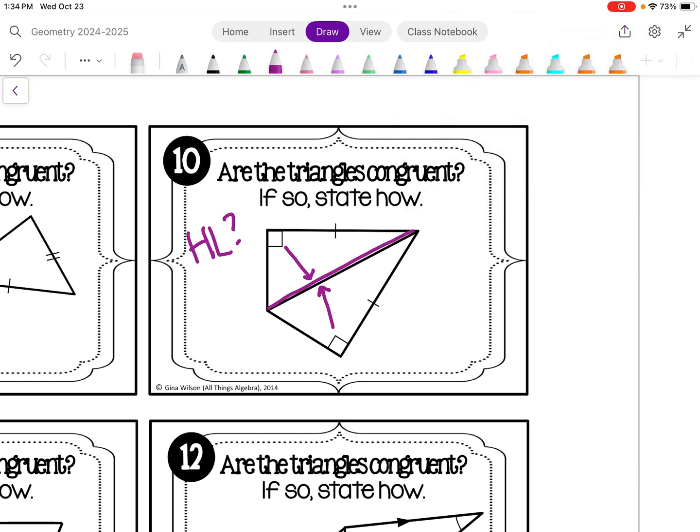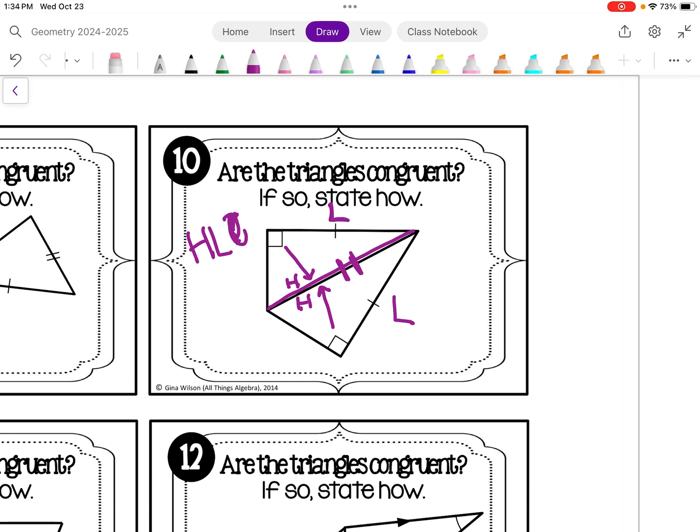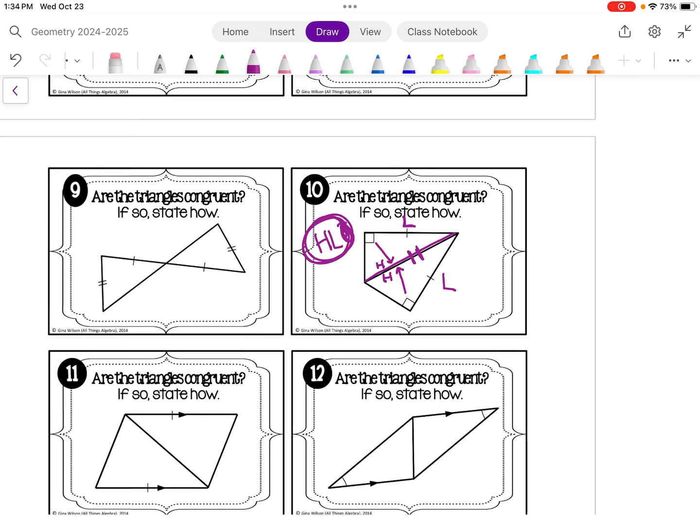The answer for this one is yes, because it's our shared side. And then we have, so this is our hypotenuse congruent to a hypotenuse. Then we have another side in the right triangle, so we have a leg congruent to a leg. So that means HL definitely works on this one. So they're congruent by HL.